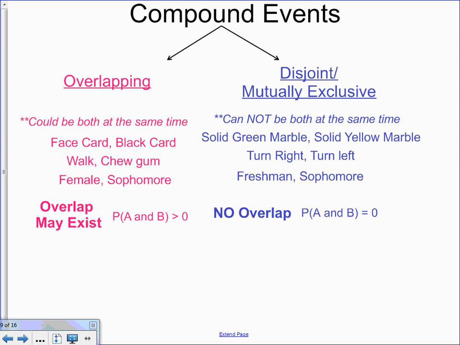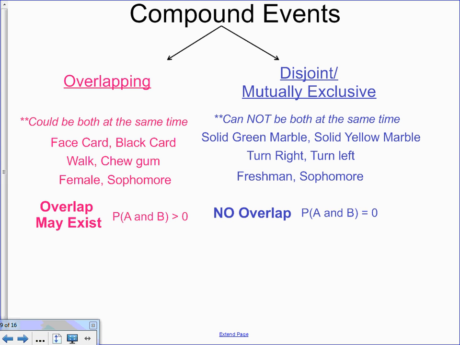It's really important that we understand what's different about an overlapping event compared to a disjoint event. Overlapping events mean it can be both at the same time. It doesn't have to be both at the same time, but there is that possibility. Disjoint or mutually exclusive means it absolutely will never occur at the same time, so our probability there is 0.